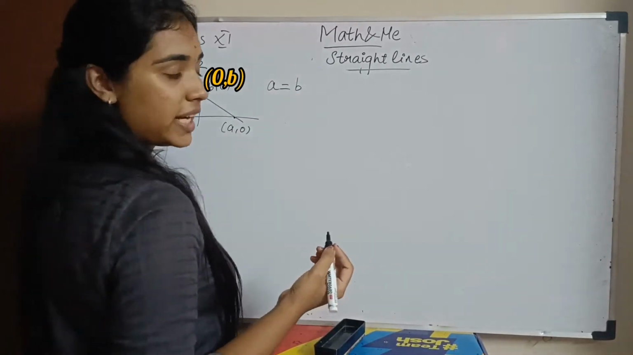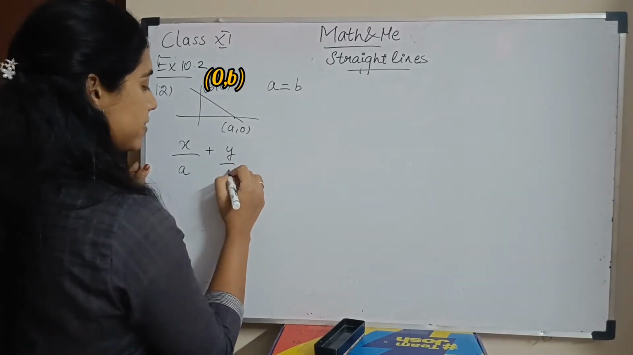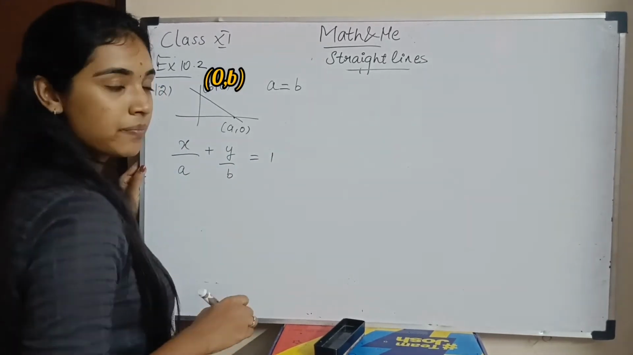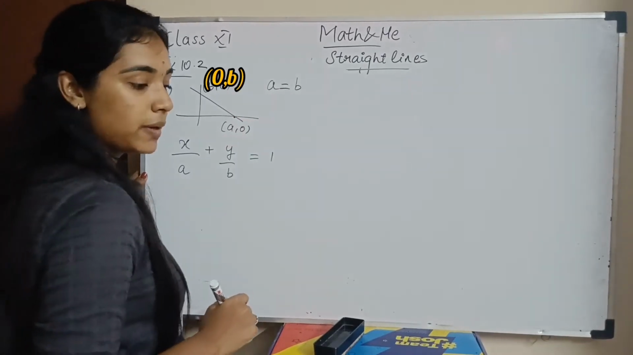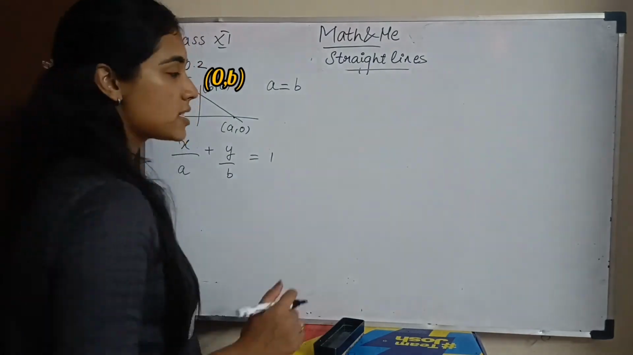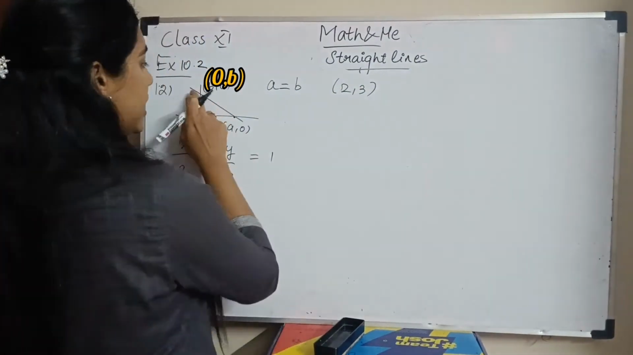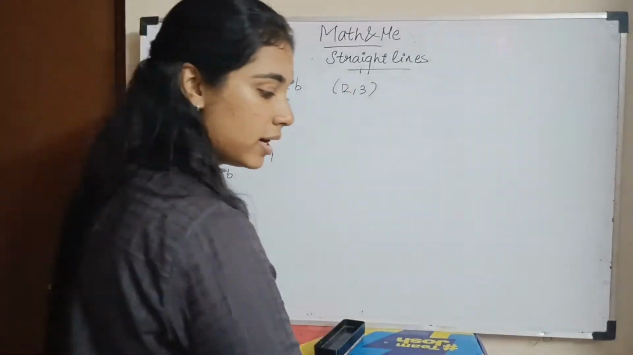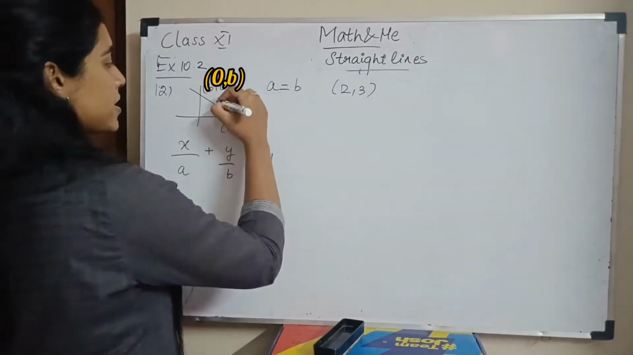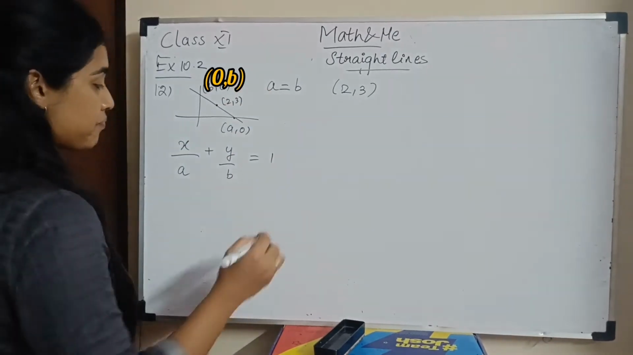So what do you know about the intercept formula? You have x divided by A plus y divided by B equals 1. They say that we have equal intercepts. And the question is not yet over. It passes through the point (2, 3). So this particular line passes through the point (2, 3), so (2, 3) lies on the line.